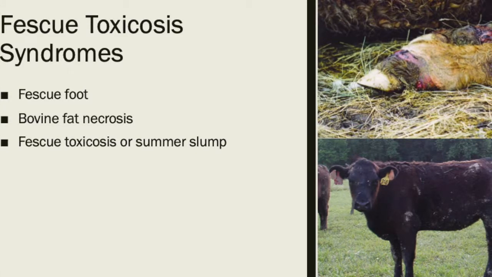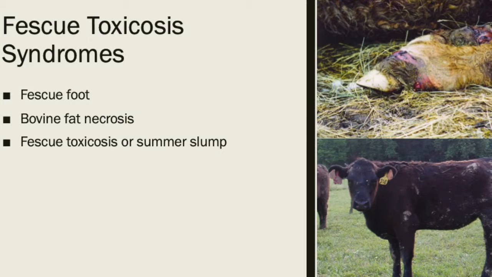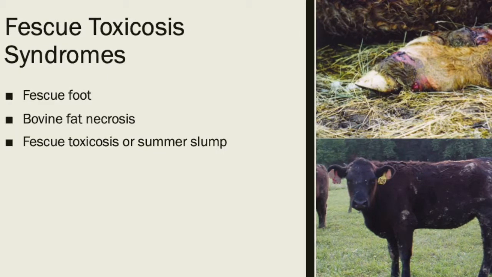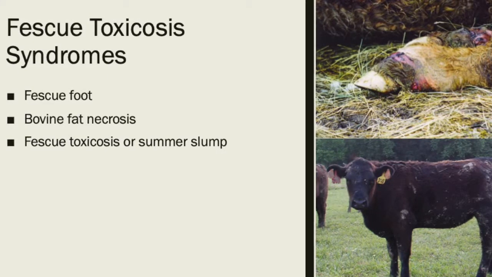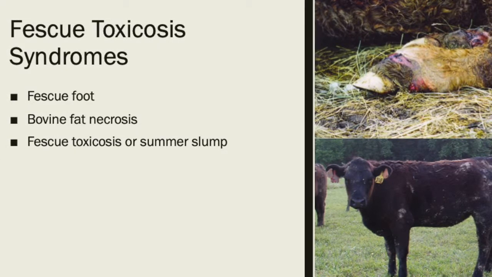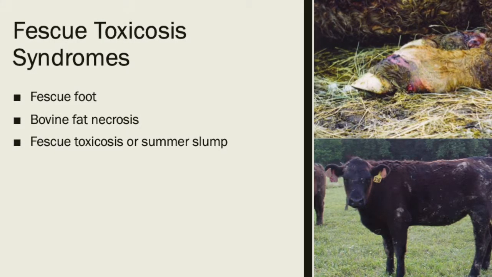Fescue toxicosis has three common syndromes. The first is fescue foot. Fescue foot causes high respiration rates, vasoconstriction of extremities, tenderness of legs, and mainly occurs in the winter months. The first photo on the top is a picture of fescue foot.